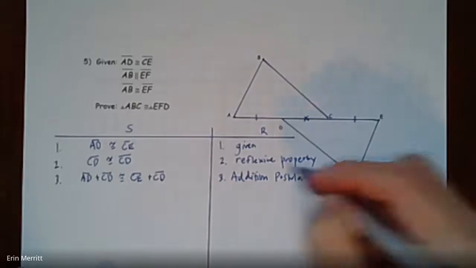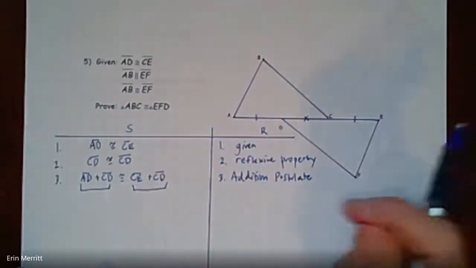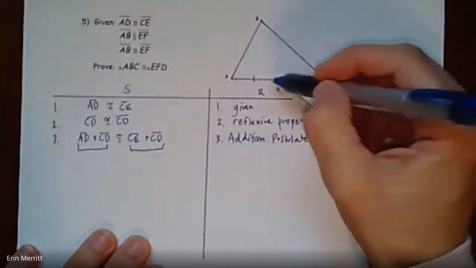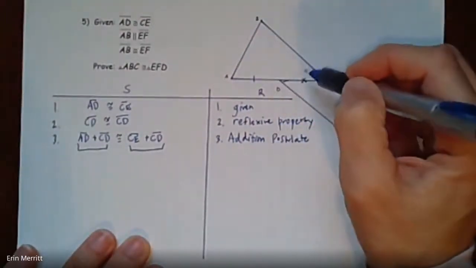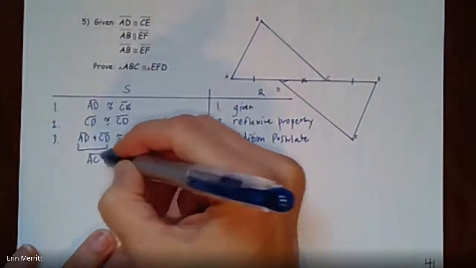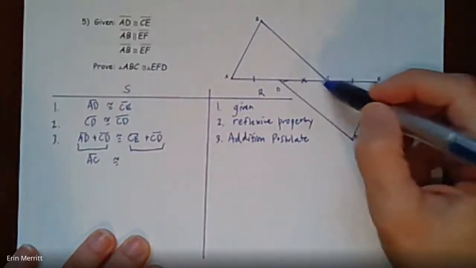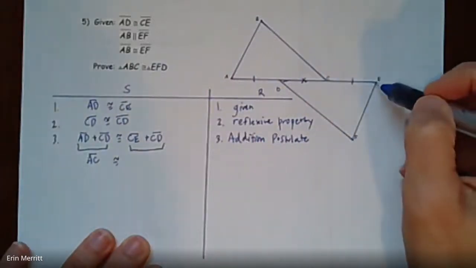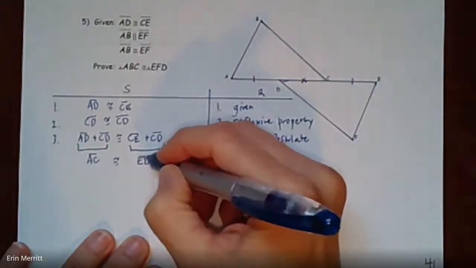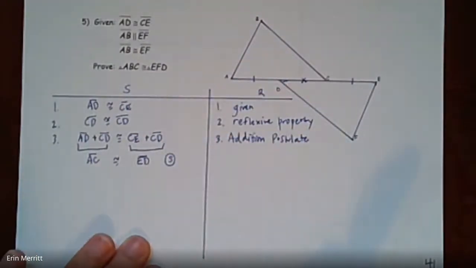I want to rename it underneath, curly bracket or straight bracket. That part is completely up to you. But AD and CD together is going to give me the segment that starts at A and ends at C. So AC there. And then CE and CD fully will give us E to D, or D to E. It doesn't really matter because it's the same segment either way. That gives me a pair of sides in my triangles.